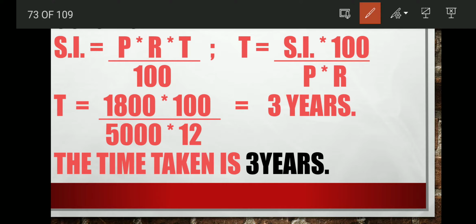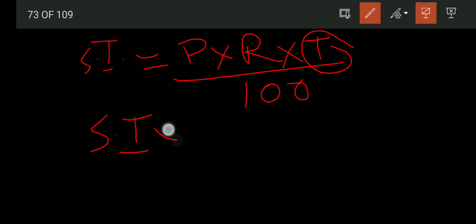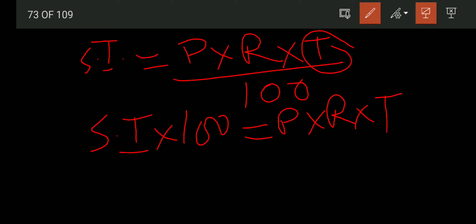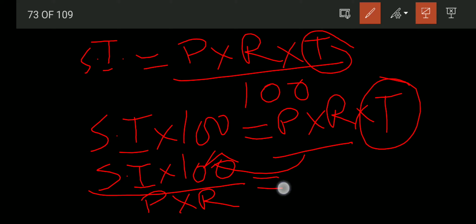Let me solve the sum for you. What we have to find out is T. SI is equal to P into R into T divided by 100. In this formula, we have to find out T, so we'll derive a sub-formula for this T. This 100 goes to the other side of the equal to and this becomes SI into 100. Then P into R into T remains here. Now T will stay here only and this P into R will be brought to the other side of the equal to. So SI into 100 divided by P into R equals T. So, T is equal to SI into 100 divided by P into R.